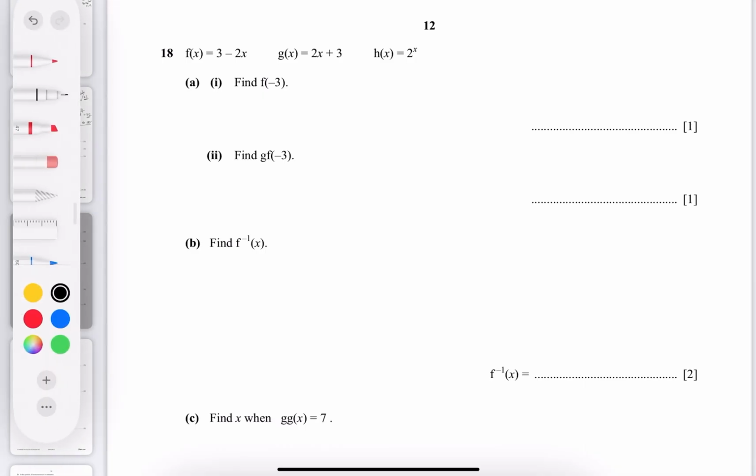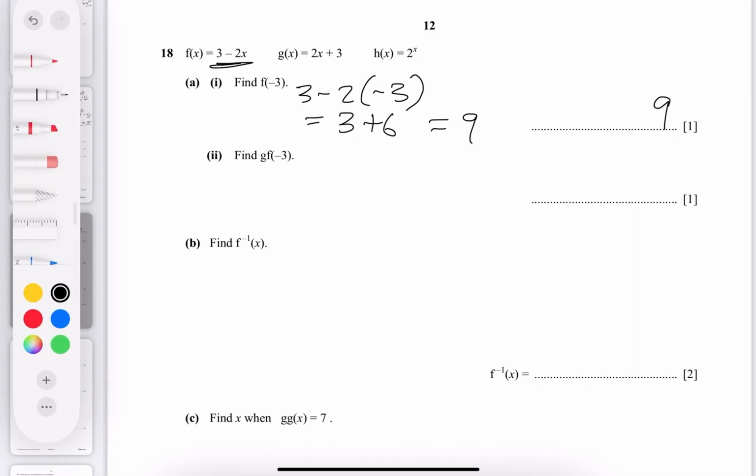We're given these functions, find f of -3. So all we do is substitute -3 into f(x). So this is 3. Be careful of the two negatives. They become a positive. 3 plus 6, which is 9. So 9 is our answer.